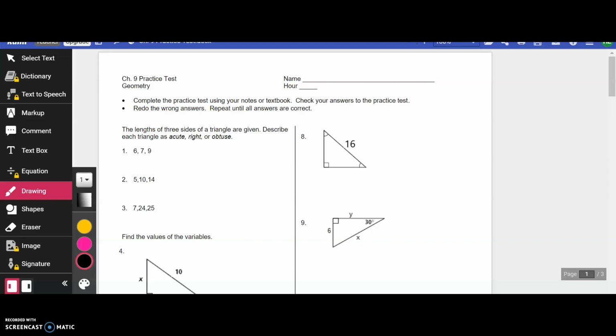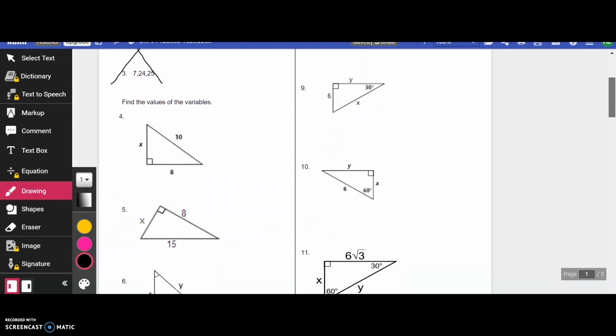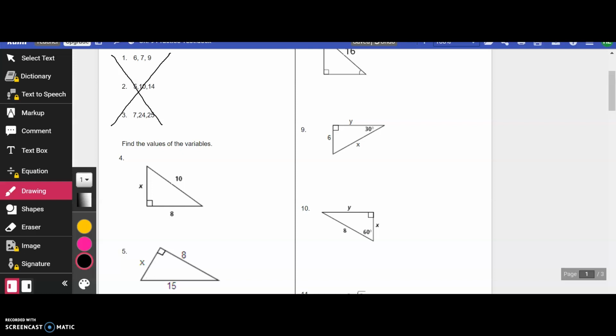Okay, here's our Chapter 9 practice test. So the first three here, we did not do those. If you want to practice those, I did put a lesson if you want to do that. All right, number 4. So it says find the values of the variables.